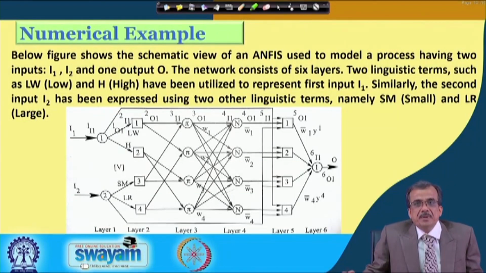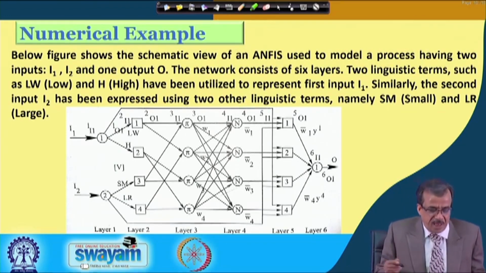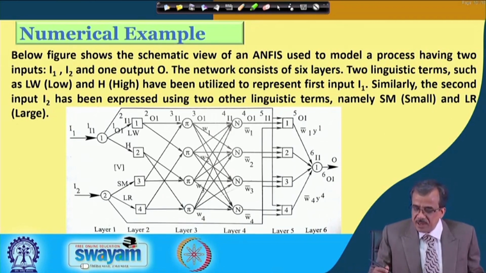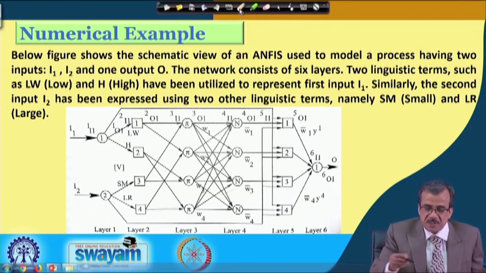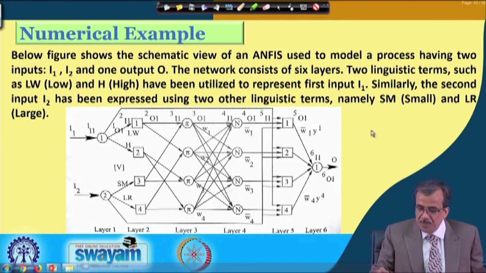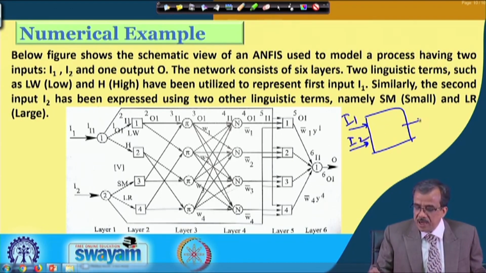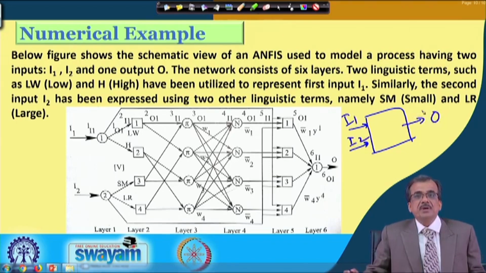Going to solve a numerical example just to explain the working principle of this particular n piece. Now, here I am just going to take one numerical example for a system. It is a very simple system having 2 inputs and 1 output. So, this is something like this. We have got I1, I2 and only one output.